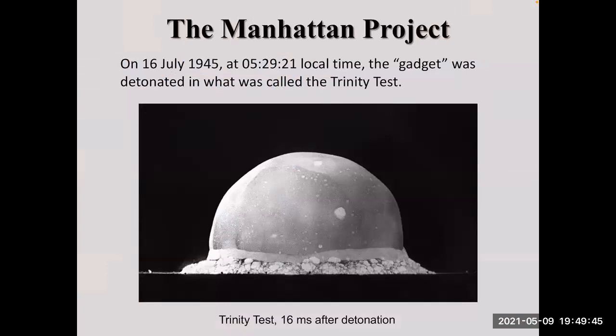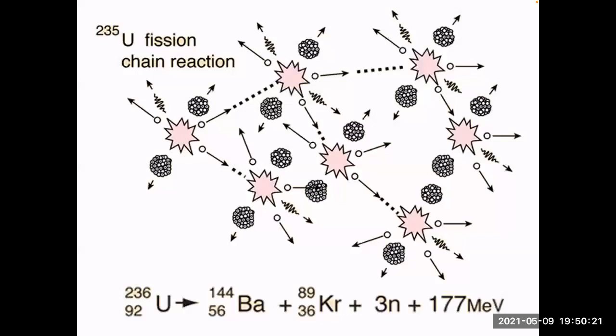So in the Manhattan Project, the gadget was detonated in what was called the Trinity test. This is showing you what that cloud looked like 16 microseconds after detonation. If you look at the horizon, see these little black dots? Those are trees, just to give you a little idea of how big this mushroom cloud was. So this is just showing you the chain reaction that happened during that bombing.